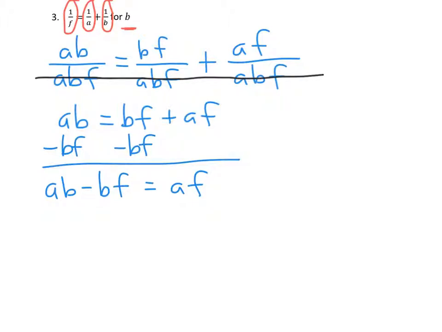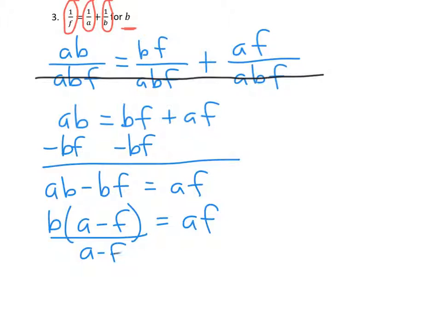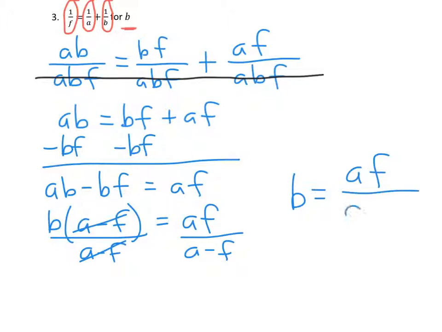Now we can factor out the B as we did before as a common factor, which leaves us with A minus F in parentheses, and then divide both sides of the equation by the expression A minus F, which leaves us with a final answer of B equals AF over A minus F.